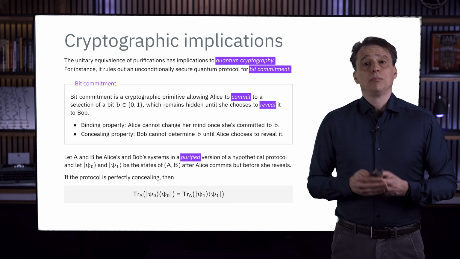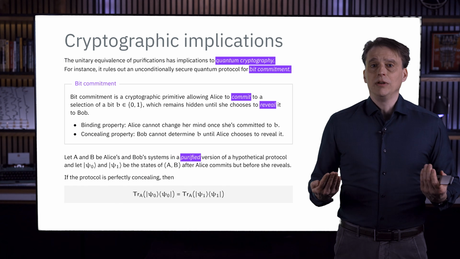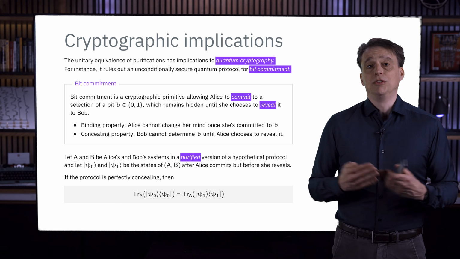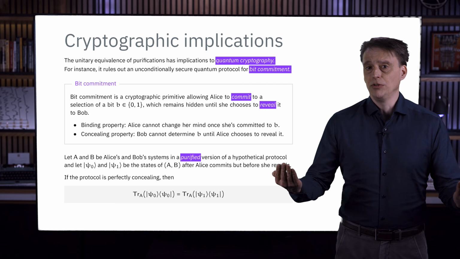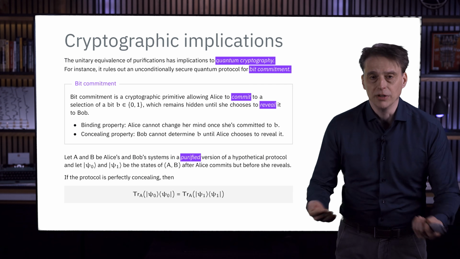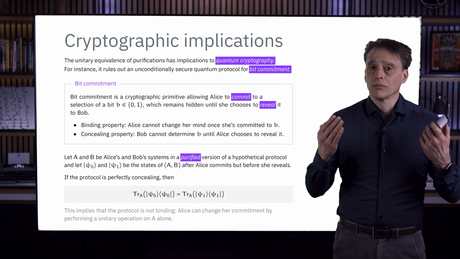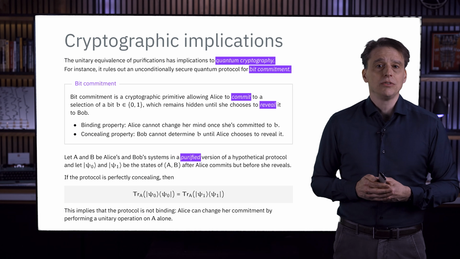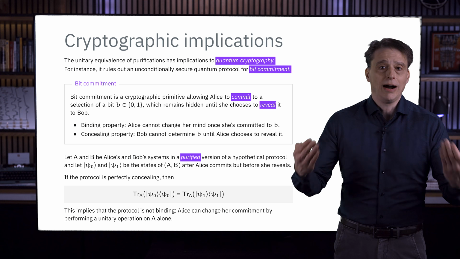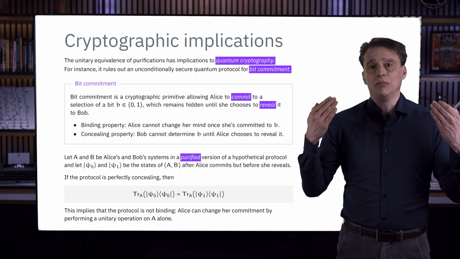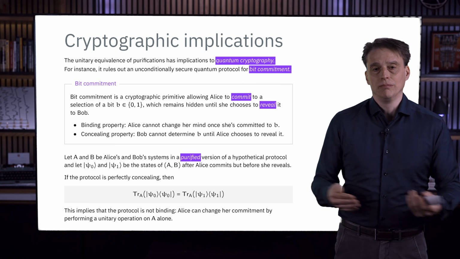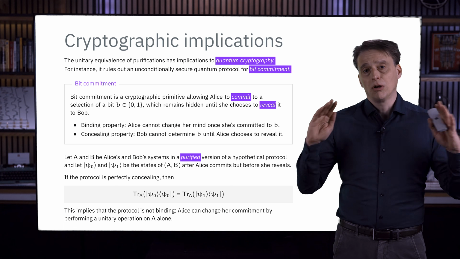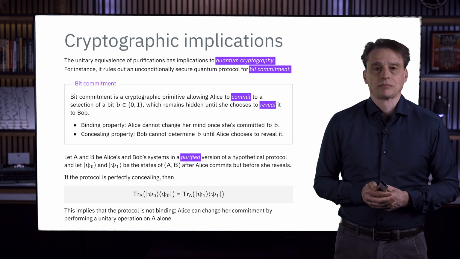If the protocol is perfectly concealing, then it must be that Bob can't tell the difference between the two commitments. So his reduced state must be the same for the two possibilities. However, that implies, by the unitary equivalence of purifications, that Alice can transform either one into the other by applying some unitary operation to A alone. So the protocol completely fails to be binding.